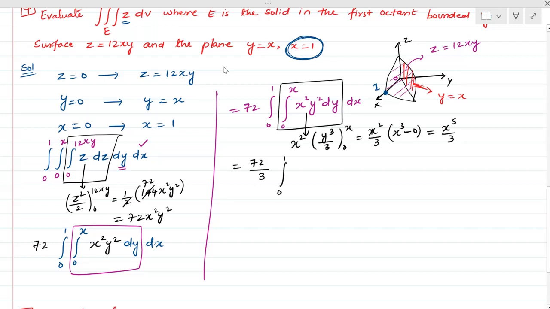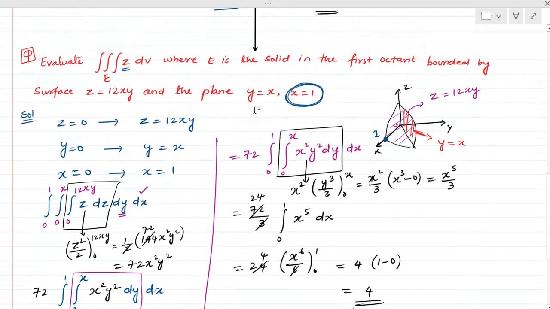Integral 0 to 1. And what is this function? You have x power 5, only one variable, that is with respect to x. Now integration, what is this? 72 over 3 is 24. So 24, if you integrate, x power 6 over 6, 0 to 1. And the 6 gets cancelled, 4 times. You will have 4 times the limit 1 minus 0. So the answer will be 4. So this is the final answer.